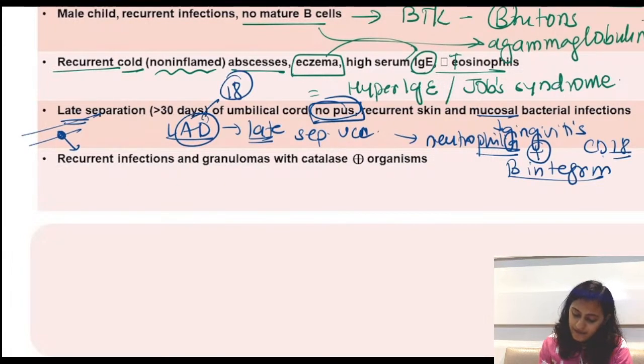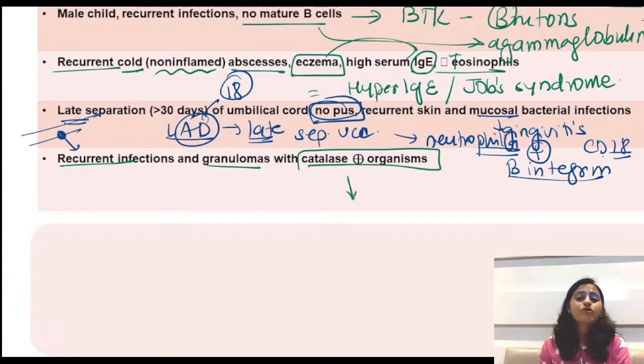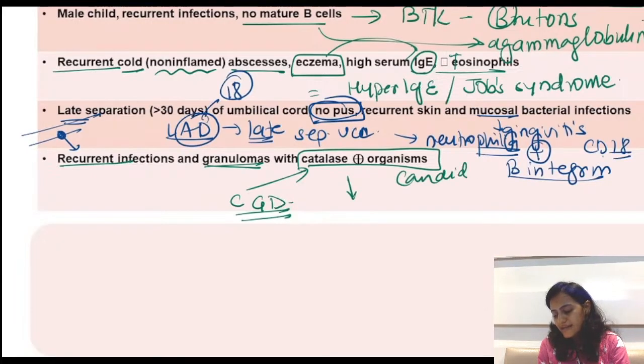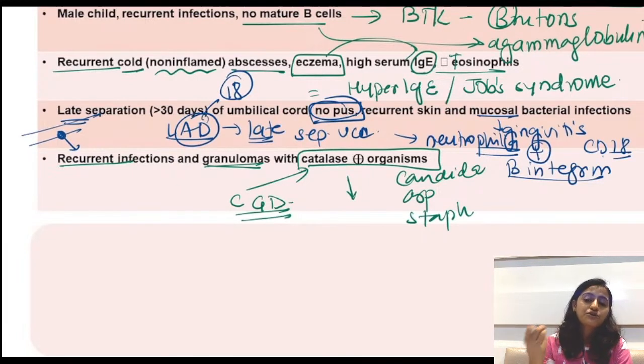Next one that you have, recurrent infections and granulomas with catalase positive organisms. Granulomas is chronic granulomatous disease. Remember, it is catalase positive organism infections. We have seen in the short session which are the catalase positive. The mnemonic is CAPILLASE. C for Candida. You have Aspergillus. You have Staphylococcus. You have Serratia, Nocardia. Right? These are basically your catalase positive organisms in chronic granulomatous disease.